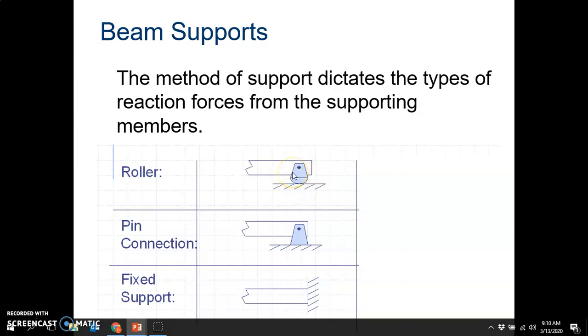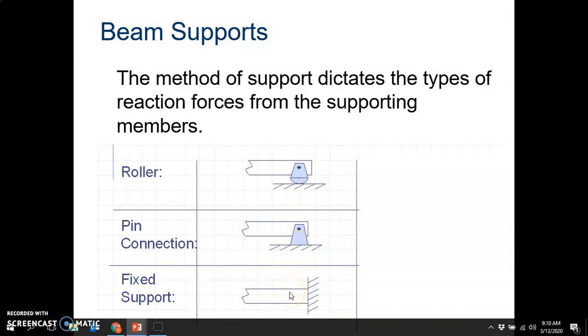I know that's a little bit confusing, bear with me. This is a pin right here. So this is like a hinge. So if you were to pick up this part right here and move up and down, it would let you. However, it's connected over here, so if you were to push horizontally, it would resist it. This is a fixed support.